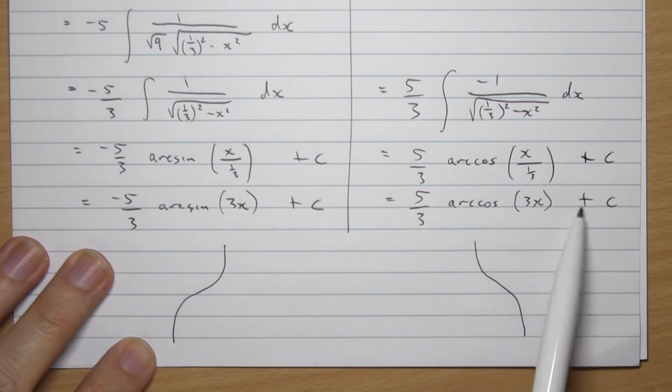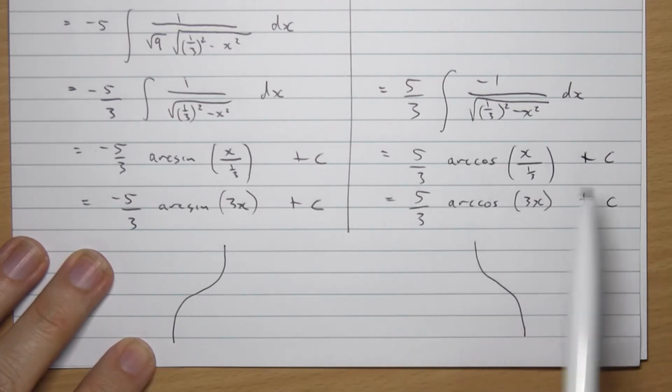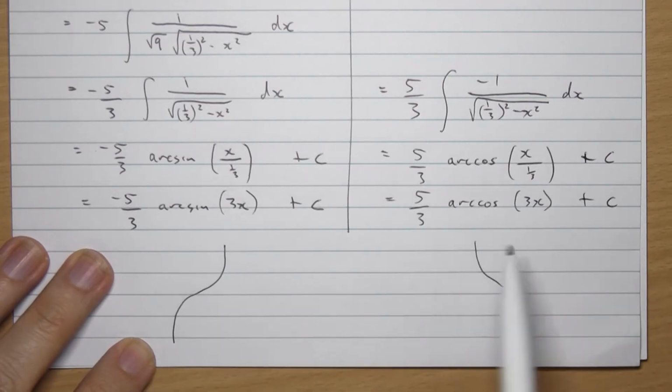However, the constants would be different. Again, it doesn't matter until we do a definite integral or we have an initial condition. It doesn't matter about what the constant is. Either of these are perfectly useful solutions.